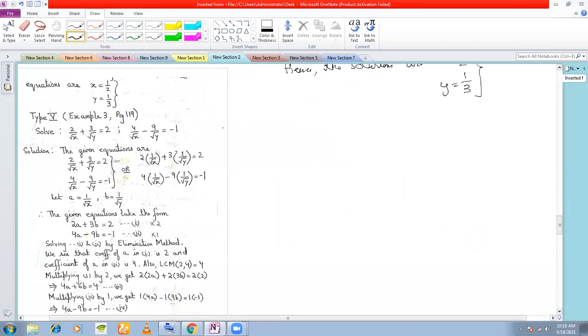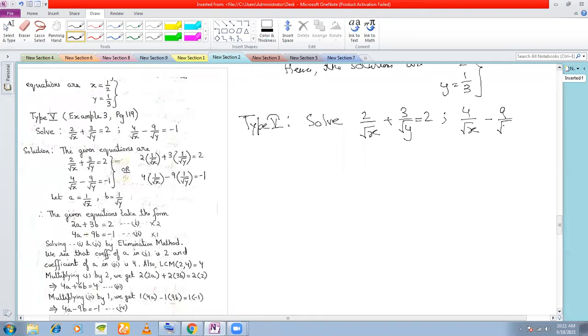Type 5. Solve 2 by root x plus 3 by root y is equal to 2. And the next equation given is 4 by root x minus 9 by root y is equal to minus 1.